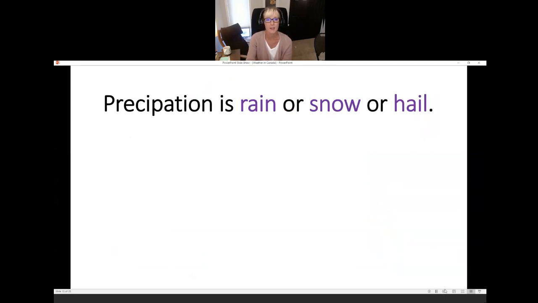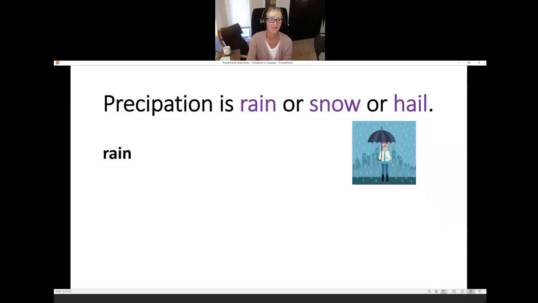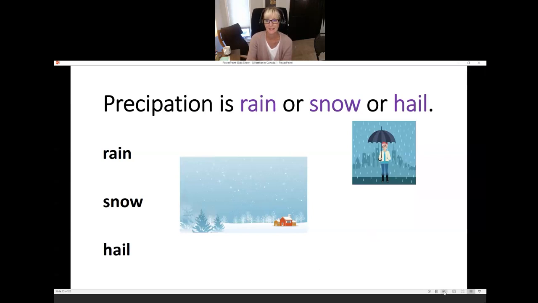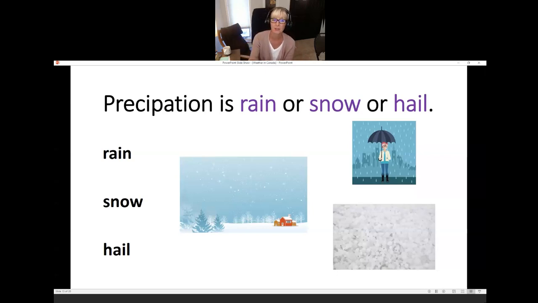Precipitation is snow, rain, or hail. This is rain. This is snow. And this is hail. Hail is frozen rain. It's hard. It happens usually in the summer. So these are 3 kinds of precipitation.